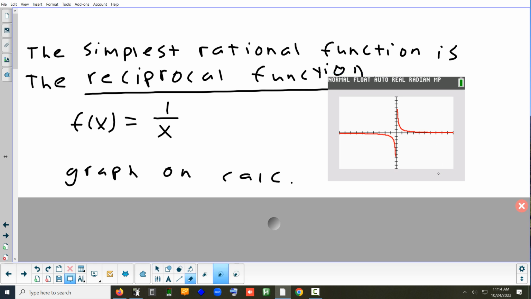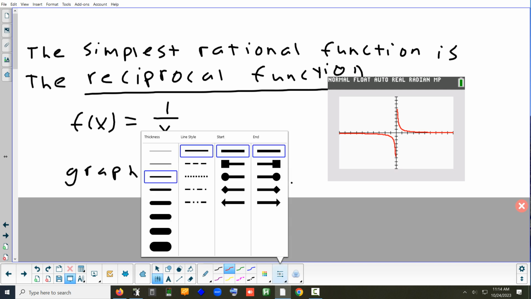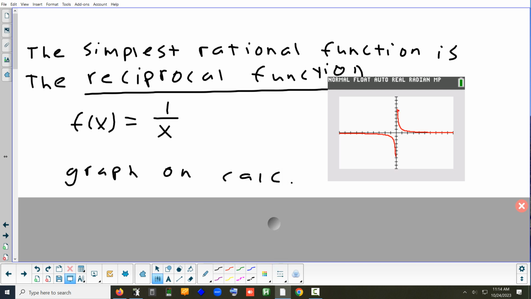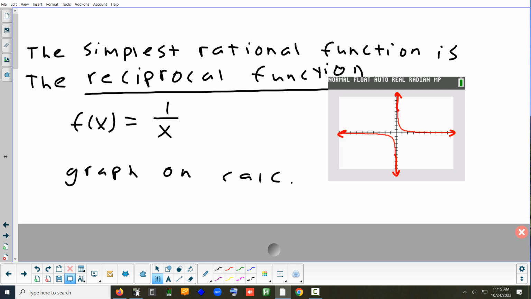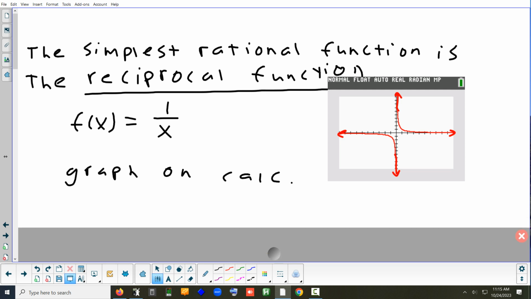So if I want to modify that a little bit to fix it, this part should keep going up, that part down, and the left and the right did pretty good. The problem is towards the middle, it starts to get so steep, almost vertical, that the calculator gives up drawing. But that's what it should look like. And that's the graph of 1 over x, the simplest rational function that there is.